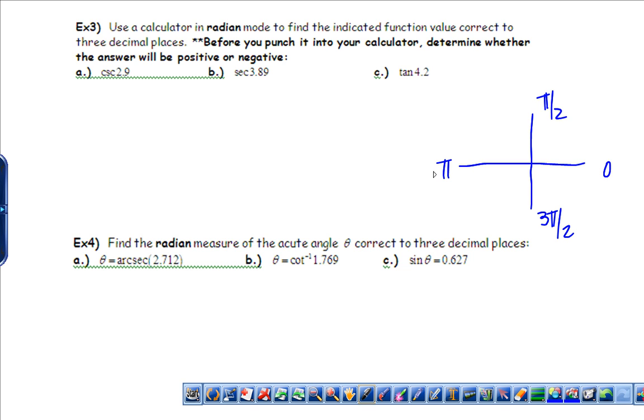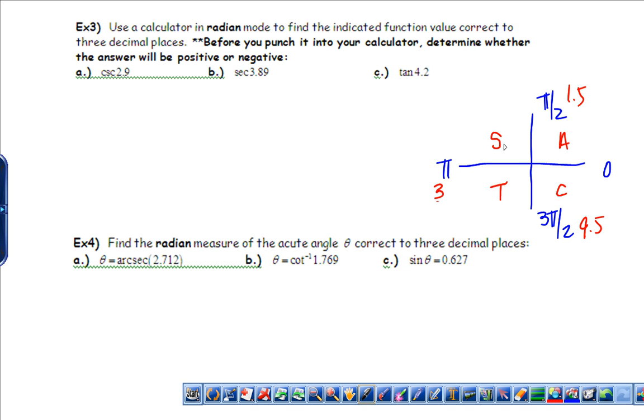So a pi is about, I'm going to estimate, about 3. So half of that is about 1.5. If I add that over here, this is about 4.5. I'm just estimating my pi's. If this is 2.9, then 2.5 is going to fall somewhere over here, right? Let me plug in All Students Take Calculus here. If this is 2.9, it's going to fall over here.